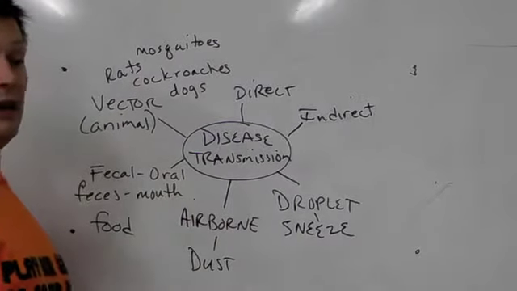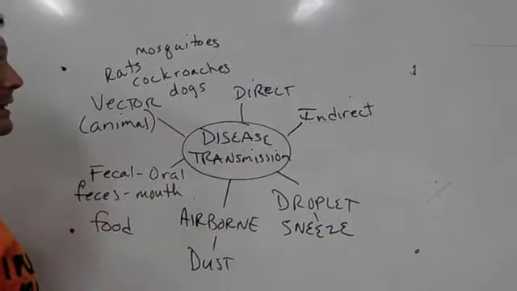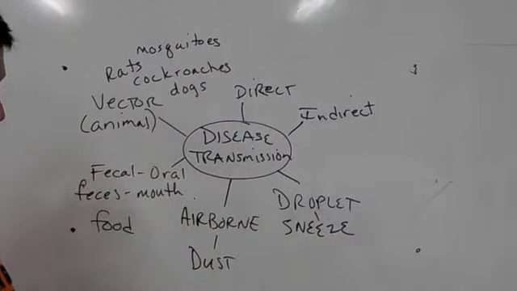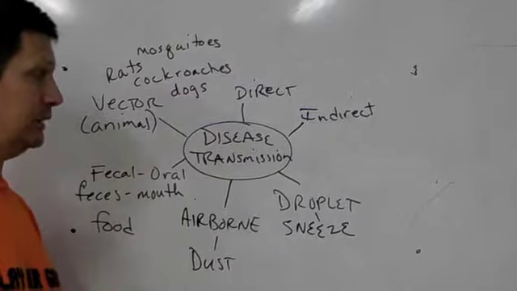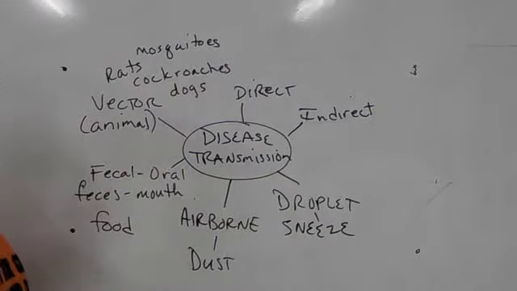And in a lot of these, of course, the most effective way to not get any of these is to keep your hands clean, keep your food clean, and when you do get sick, just stay away from other people. So this is 6 ways that we transmit diseases from one person to the other.